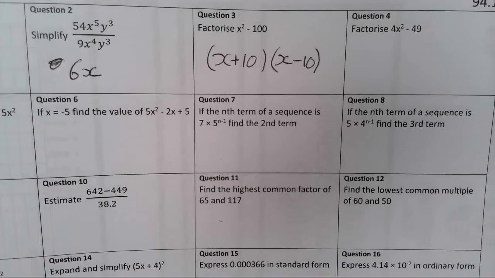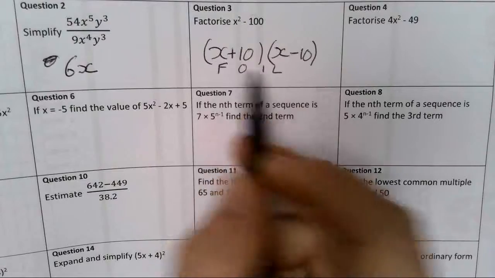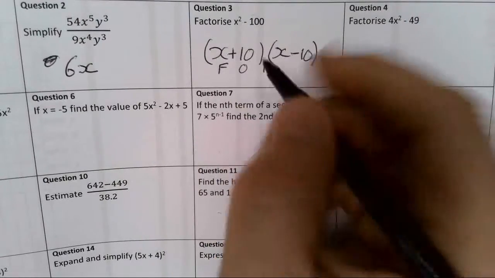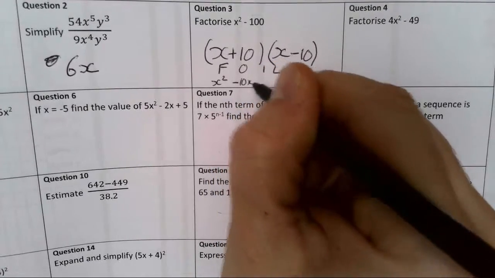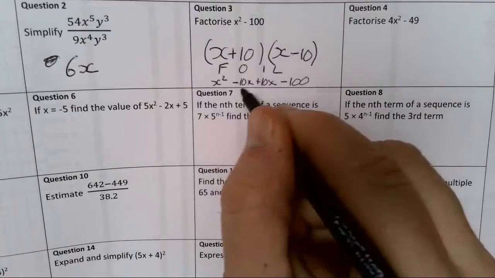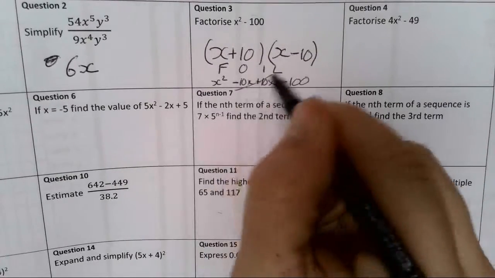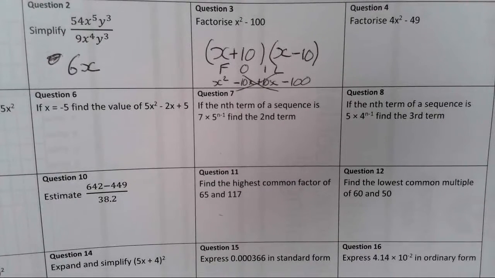But you'll also see, if I were to expand this out, so this is the correct answer here, we'd get x squared, outer minus 10x, inner plus 10x, and then last minus 100. So these two would cancel each other out, because they're minus 10x and plus 10x, and that's why it would leave us with x plus 10, x minus 10, and that is called the difference of two squares.